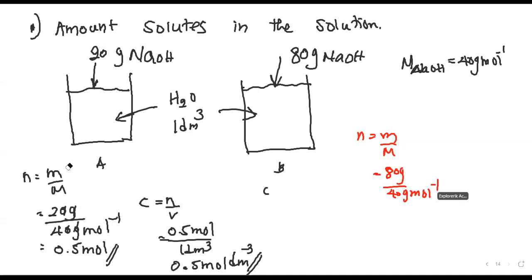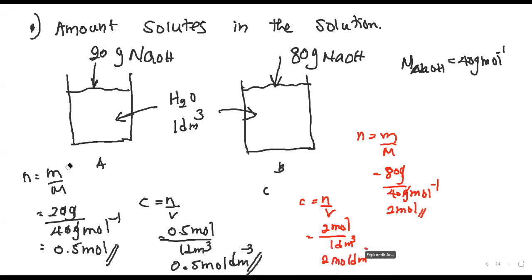So you'll find out that there are 2 moles in 80 grams of sodium hydroxide. Concentration: number of moles 2 moles, volume 1 decimeter cube, right? So then you'll get a concentration as 2 moles per decimeter cube.